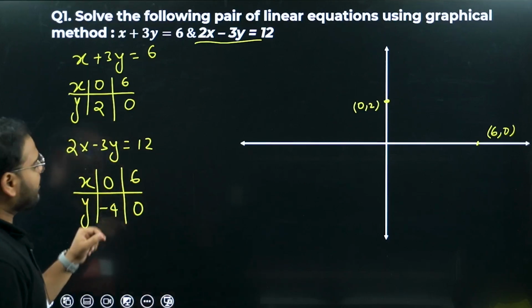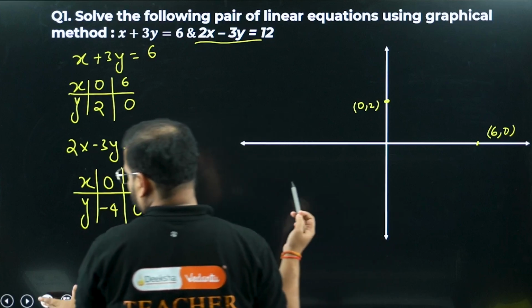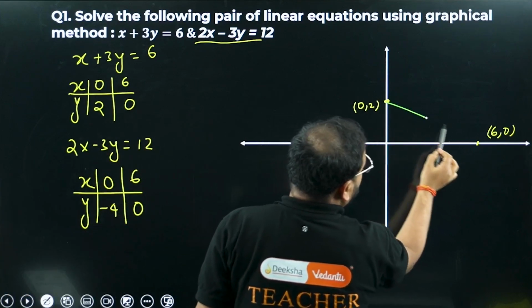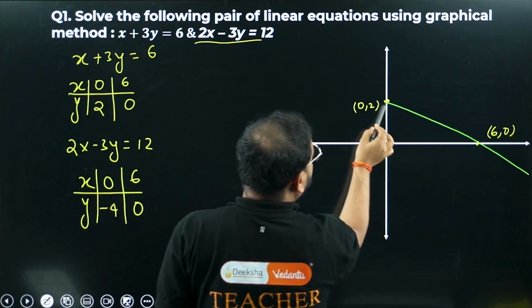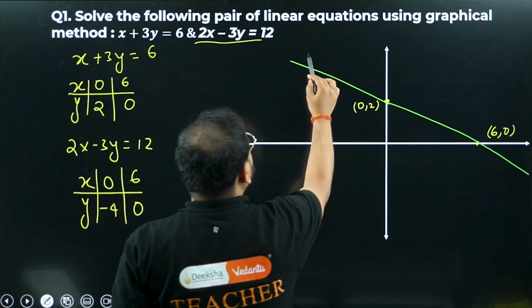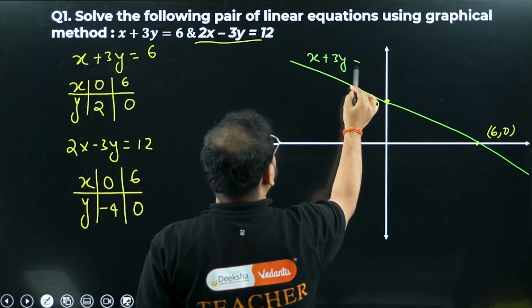Plot the point 0, comma minus 4 somewhere over here. I forgot to draw the line. Draw the line here. So like this. This is one of my lines. Which line is this? This is x plus 3y equals 6.